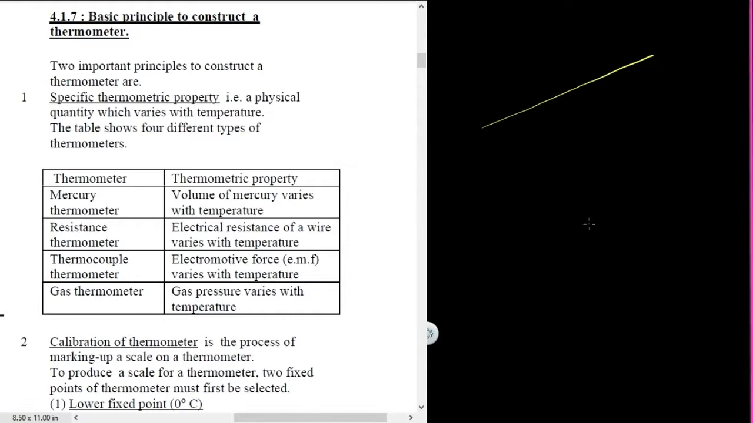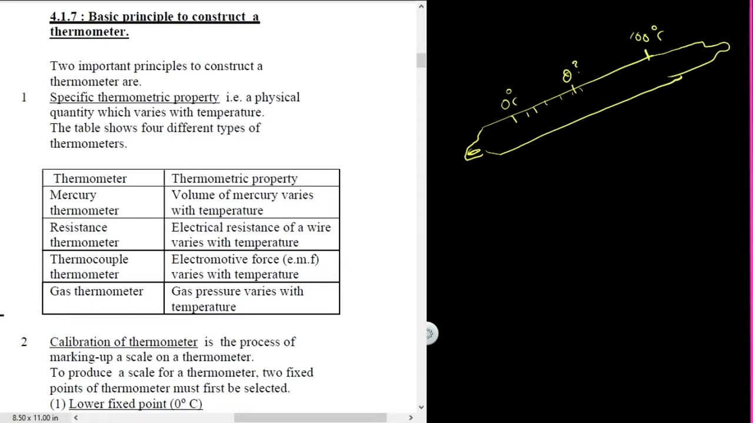But there is no scale on it. So how can we calibrate the scale? How can we determine where is the zero of 0 degrees, where is the 100 degrees Celsius, and where is the theta that we want to measure? So that will be discussed in this video.